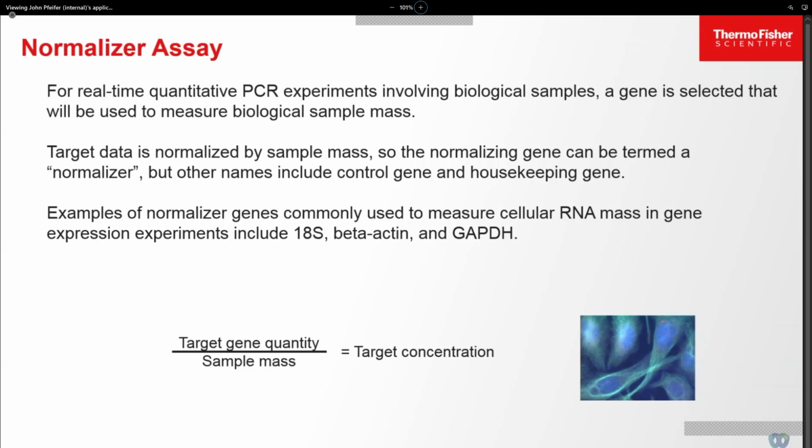For those who are familiar with gene expression, you may have heard of genes like 18S, beta-actin, GAPDH being commonly used to normalize for gene expression experiments. For example, there's a lot of literature saying that the ratio of ribosomal RNA to total RNA remains fixed in cells across a wide variety of tissues, wide variety of metabolic circumstances, and so on. So as long as the normalizer gene is measuring the desired parameter, let's say total RNA, then that's a good gene to use as a normalizer.